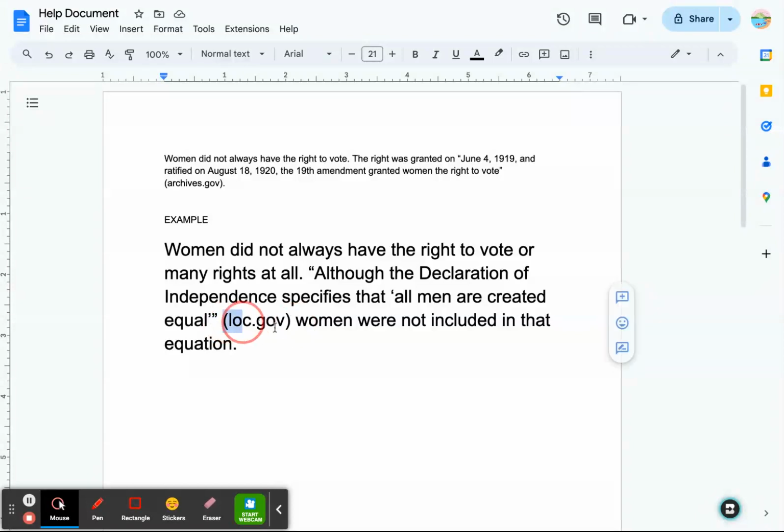I still have my citation here. As you can see, there's no period, there's no comma. You just go right into the citation or the PAPP period right here. And then there's no period or comma after because I'm finishing my sentence.